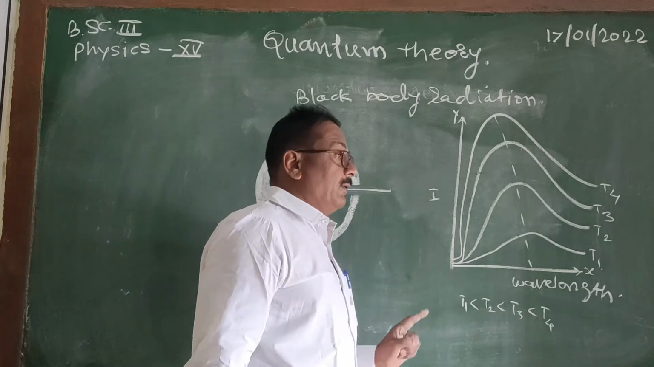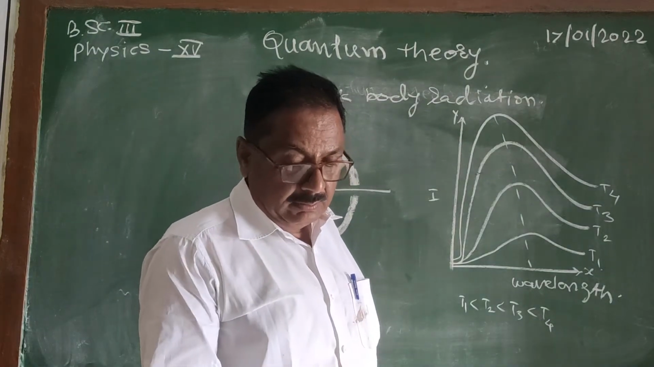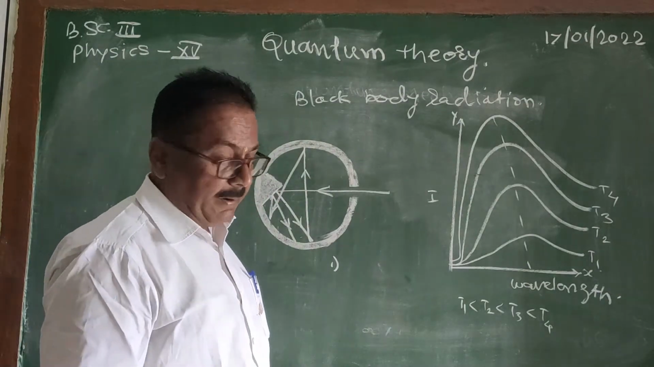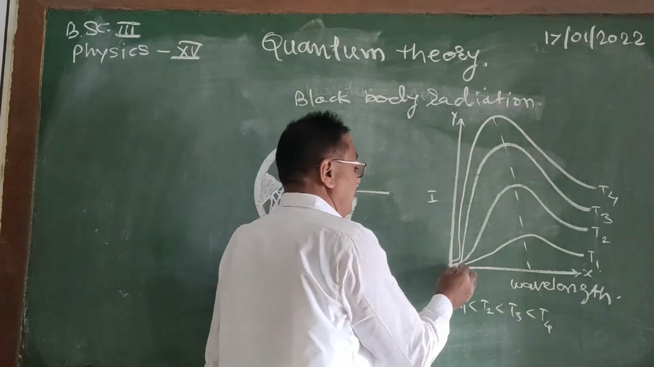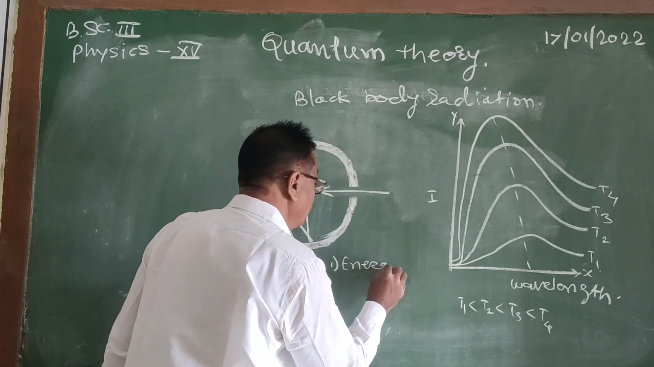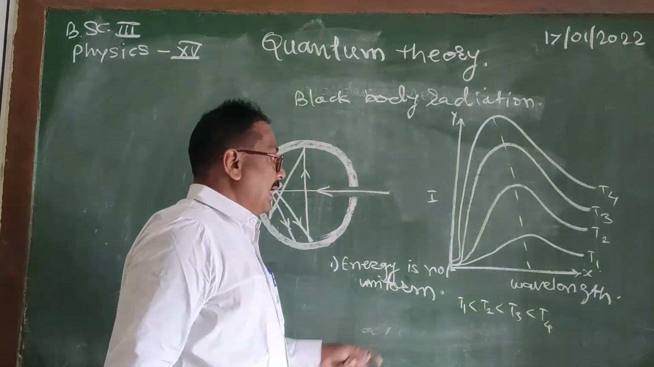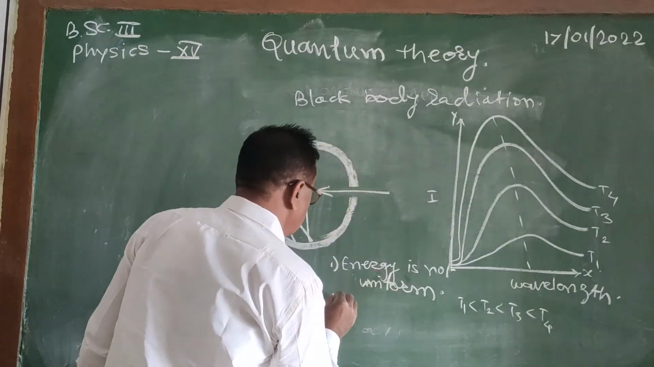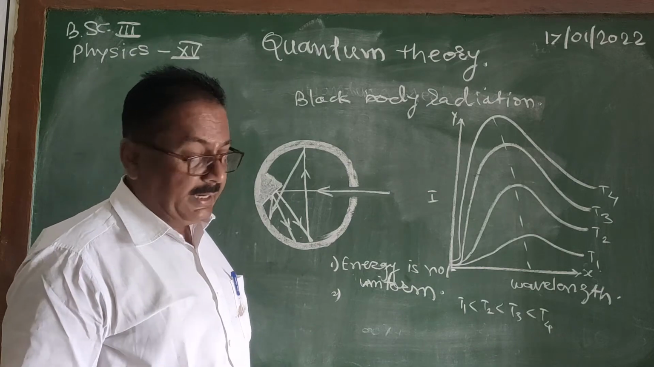Now from this graph we conclude that the first conclusion is that at a given temperature, say T1, the energy is not uniformly distributed. The distribution of energy is not uniform. This is the first point. Means as we observe these four temperatures, the energy is not uniform. The second one is, at a given temperature the intensity of radiation increases with increasing wavelength.